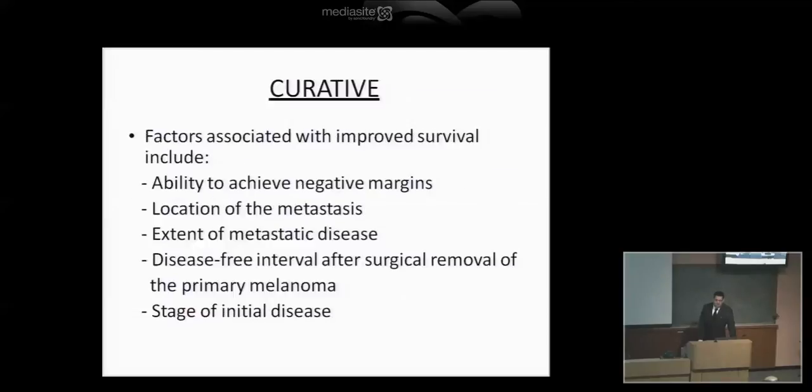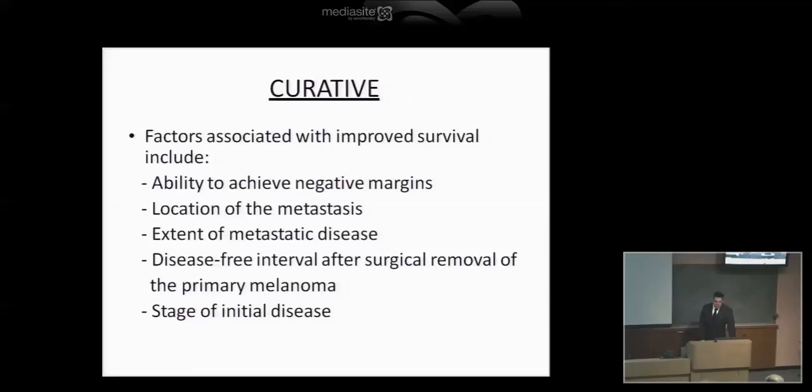From a curative standpoint, factors associated with improved survival in stage 3 and 4 melanoma patients who undergo surgery include ability to achieve complete negative margins of the primary lesion, location of the metastases, and that is an extremely important point of curative surgery, extent of metastatic disease, disease-free interval after surgical removal of the melanoma, and stage of the initial disease.